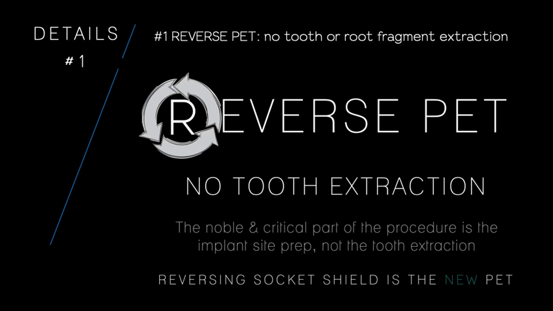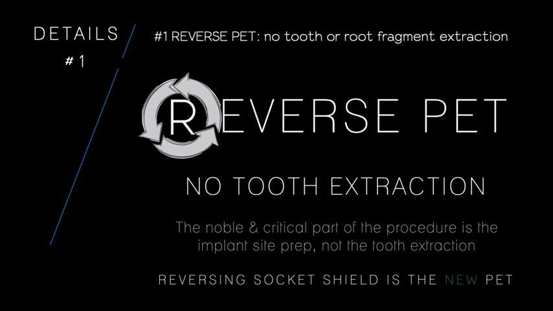So let's wrap up the details. First detail, reverse PET. And this is probably one of the most important details in treating this case. You didn't have to do any kind of extraction, no tooth or root fragment extraction. All you did was destroying selectively the roots of the teeth involved. So the noble and critical part of the procedure is the implant site prep, not the tooth extraction, as it happens when you're doing partial extraction therapies.